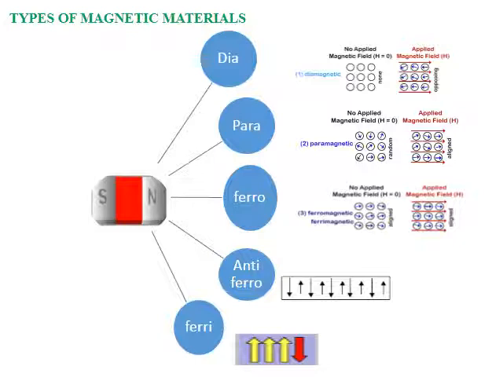So diamagnetic material is considered to be a non-magnetic material. They will not have any magnetic dipole moment in the absence of an external magnetic field. So they will not have any net magnetic dipole moment due to the random orientation of all the dipoles.